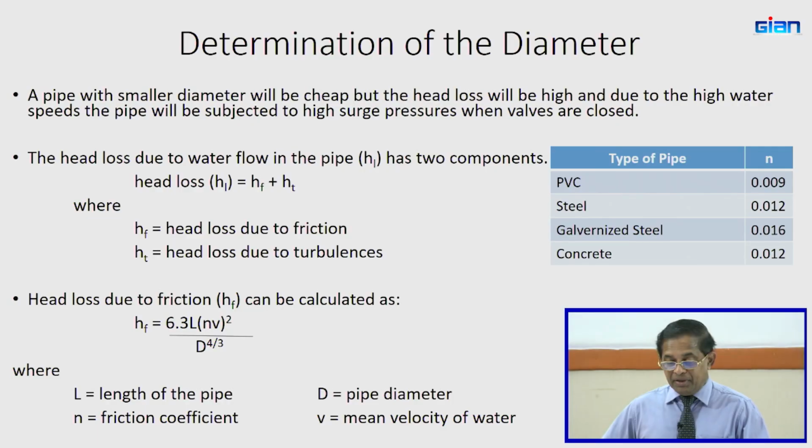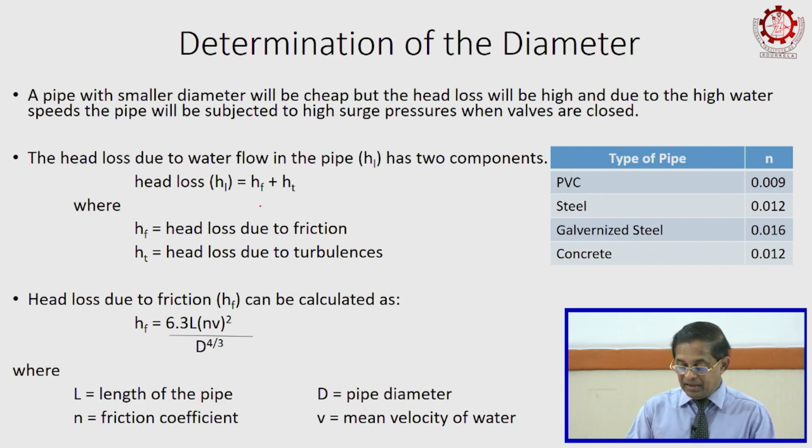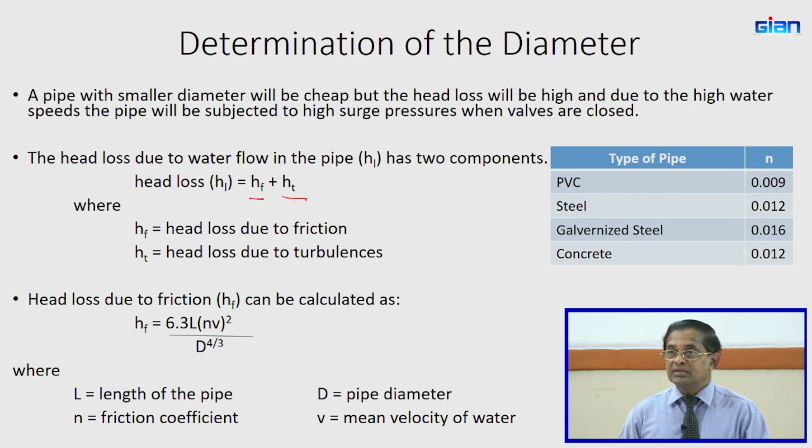So, a pipe with smaller diameter will be cheap, but the head loss will be high. Smaller diameter means more restrictions for the water flow, therefore more head loss, and due to the high water speeds, the pipe will be subjected to high surge pressures when valves are closed. The head loss due to water flow in the pipe has two components: a frictional component and a turbulence component. Head loss due to turbulences and head loss due to friction.